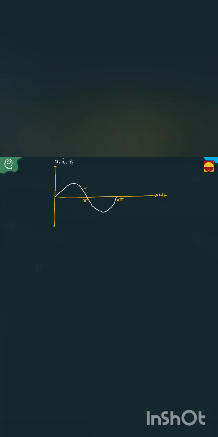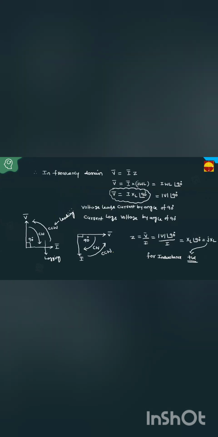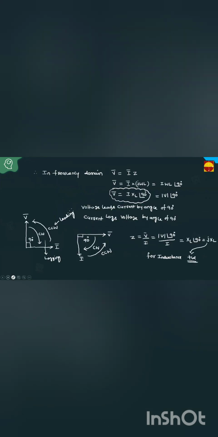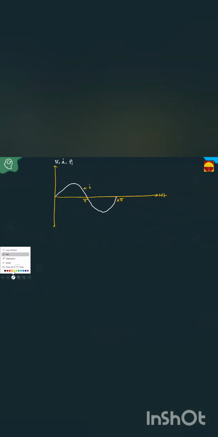This curve is which curve? I curve. Then what is V, friends? V equal to Vm sin omega t plus 90. That is, voltage is leading current. Voltage is leading current by an angle of 90 degrees.